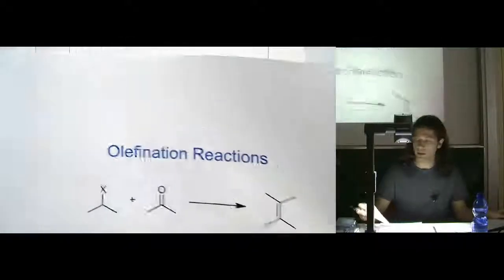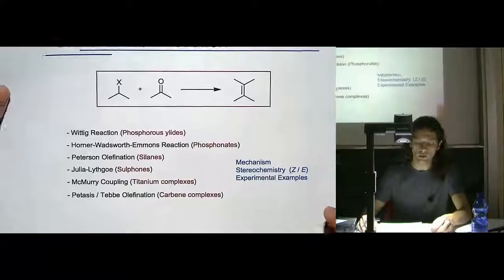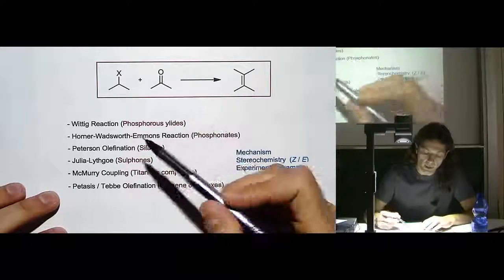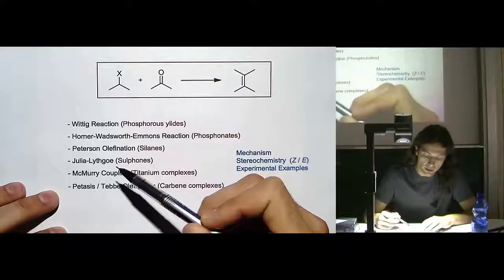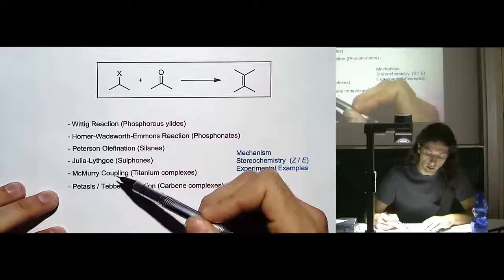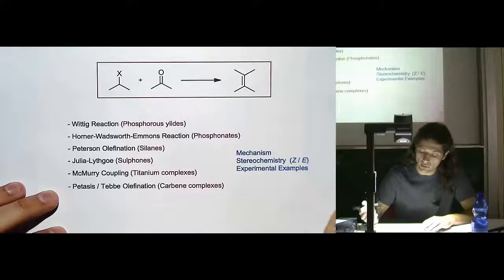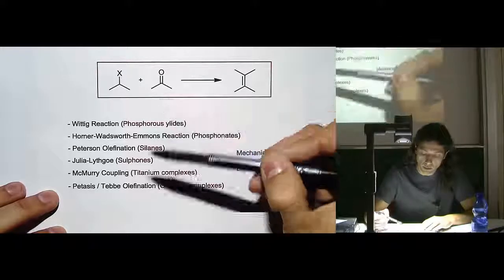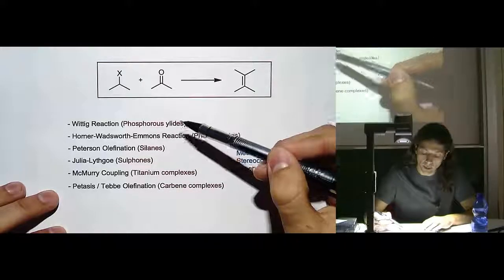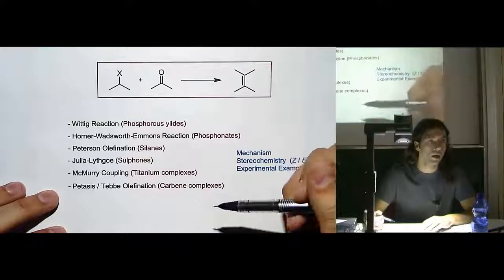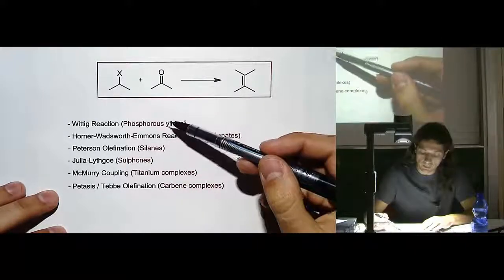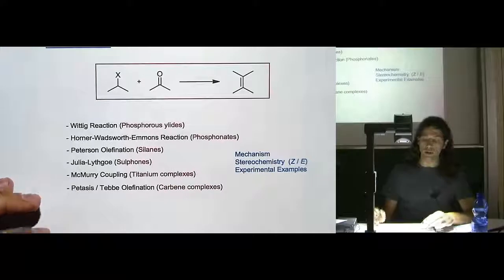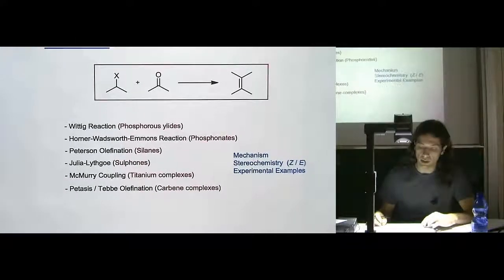So the different olefination reactions that we are going to see today, I'm just showing you here the scheme, will be the Wittig reaction, Horner-Wadsworth-Emmons reaction, Peterson olefination, Julia-Lythgoe, McMurry coupling, and Petasis-Tebbe olefination. For all of them, they use a different reagent to react with the carbonyl compound, as we will detail in each case. For every reaction, we will talk about the mechanism, the stereochemistry, and also I will show some experimental examples of each of them. Okay.